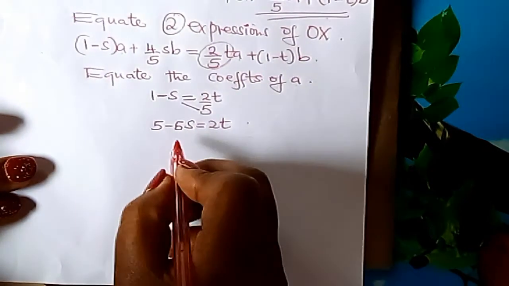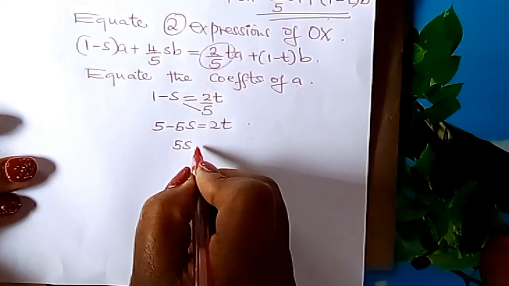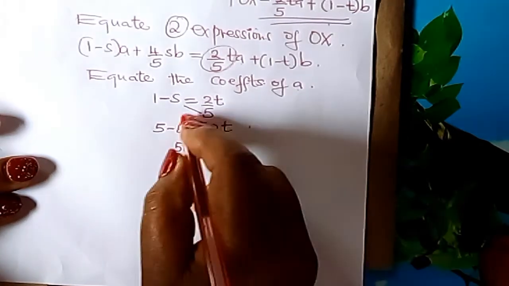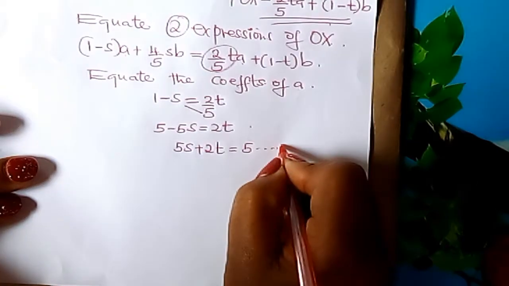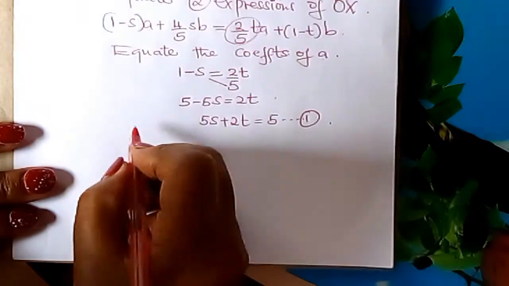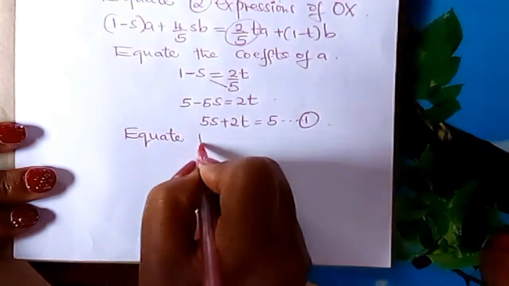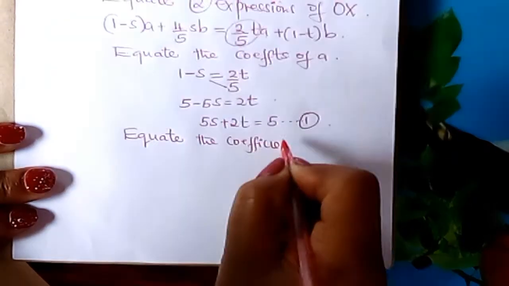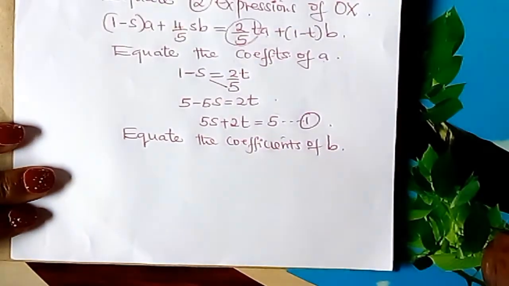You can take this through to the other side, and therefore you get 5s plus 2t. The other side is positive, equals 5. We can call that equation 1, Lana. We do the same to the coefficients of b. Equate the coefficients of b.